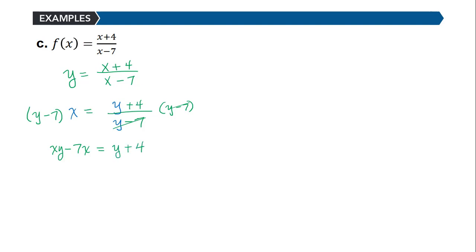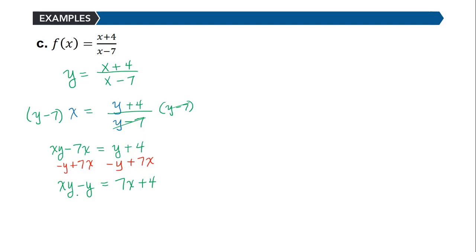Now think about what we're trying to solve for. We need to solve for y, which means we need to get all the terms with y on a side by itself. Therefore, I need to subtract the y to move it to the left side, but then I also need to add 7x. So we're going to do those two steps in one. I have to subtract y from each side, but I also need to add 7x. So this gives us xy minus y is equal to 7x plus 4.